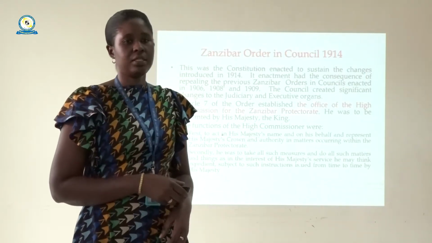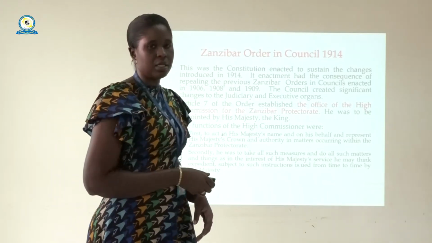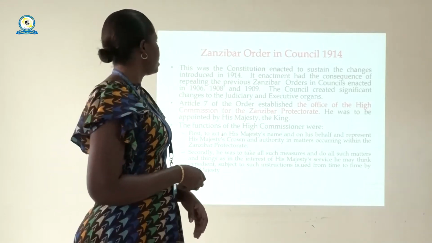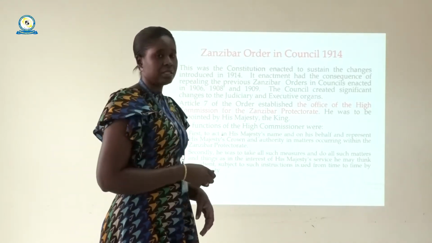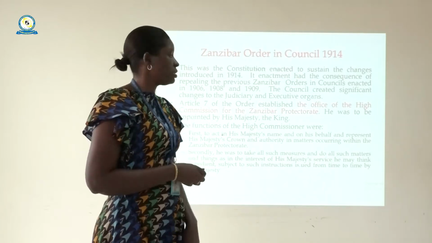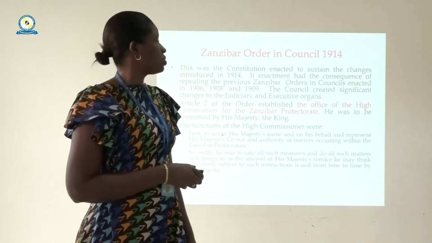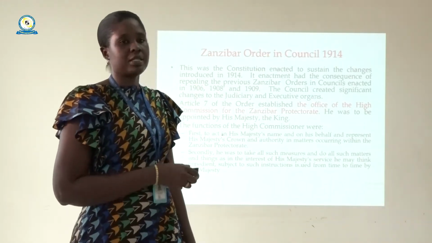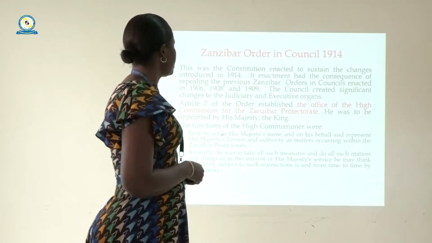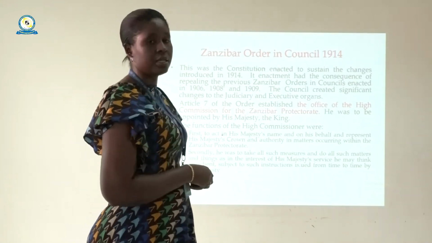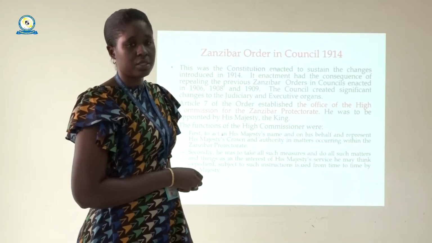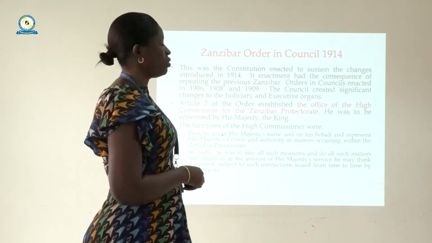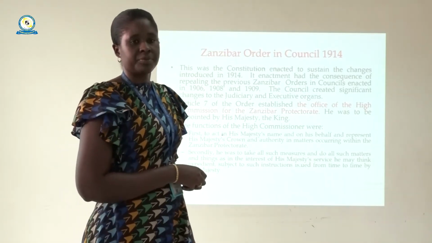In 1914, we see the emergence of the Zanzibar Order in Council. This is one of the very important documents insofar as the development of the Constitution of Zanzibar is concerned. This was enacted to sustain many changes. Its enactment had several consequences, repealing the previous Zanzibar Order in Council, which was of 1906.